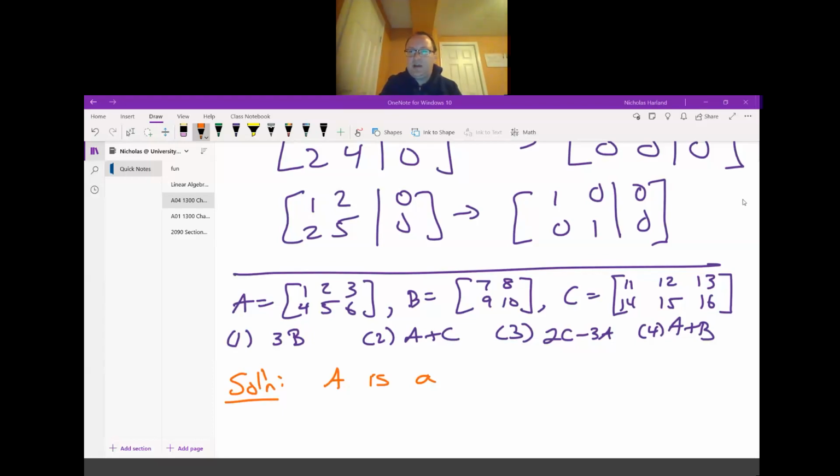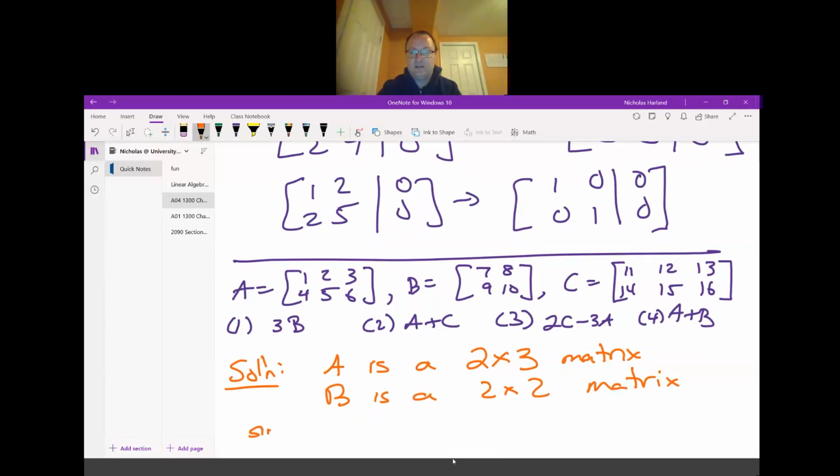So A is a 2 by 3 matrix. The first number is the number of rows. The second number is the number of columns. A is a 2 by 3 matrix. B is a 2 by 2 matrix. Since it's 2 by 2, what else do we call? That means that B is what type of matrix? It's square. Very good.